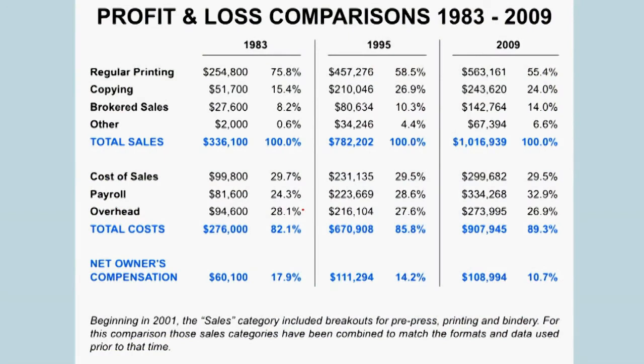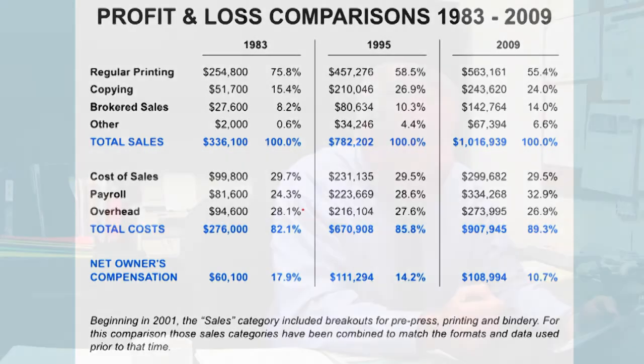Now, I've already outlined a couple things on this, but we're going to look at profit and loss comparisons 1983 through 2009. Okay, in 1983, we only had sales. The average sales in this entire industry were $336,000. In 1995, it moved to $782,000.